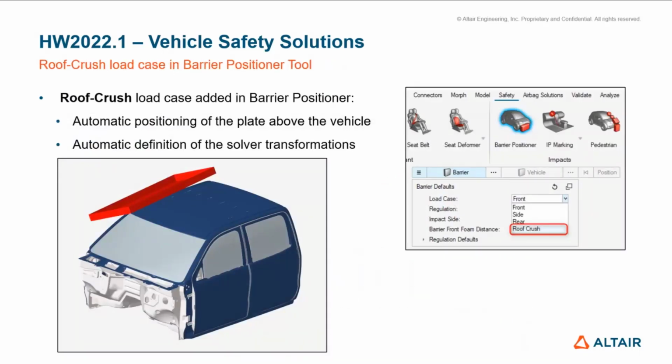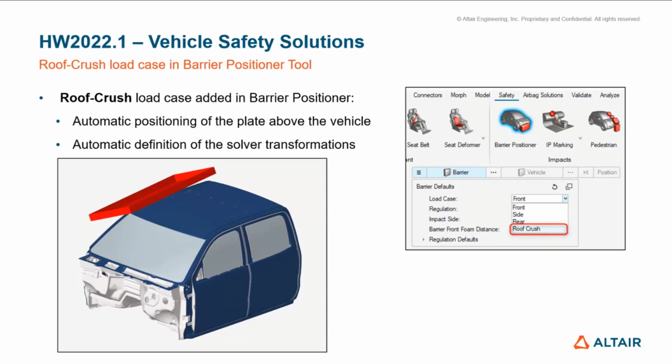In terms of improvements as well, and the new load case supported in the vehicle safety tools, the roof crush load case is now added in the barrier positioner. So if you remember, we had the barrier positioner a few releases ago, and this workflow allows you to automatically position the barrier or the impactor around the vehicle for the different load cases: front, side, and rear. And now we have added the roof crush regulation.